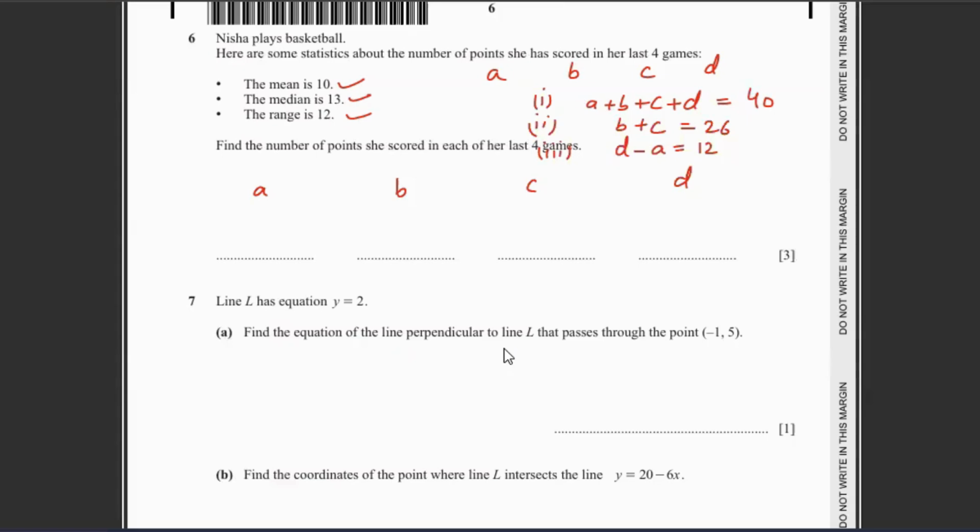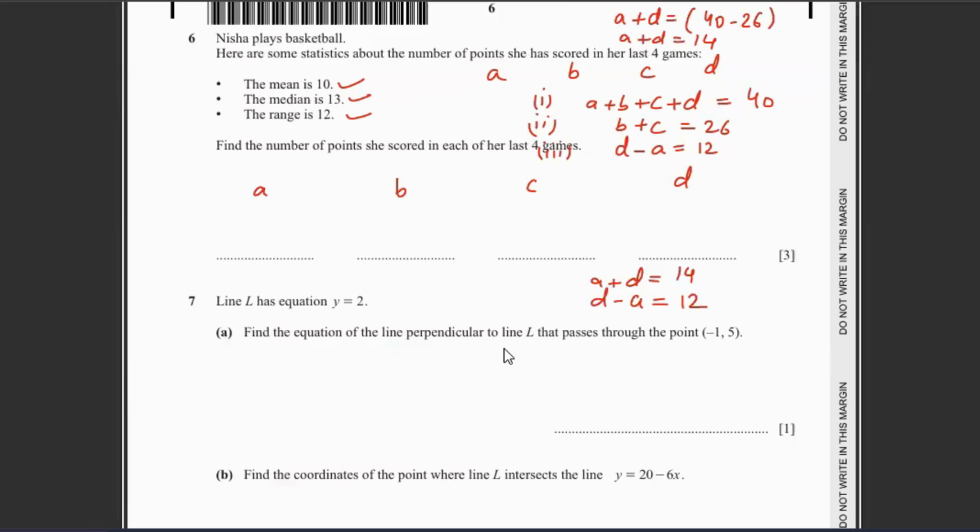So if B plus C is 26, let's subtract 1 and 2. When you subtract 1 and 2, we get A plus D as 40 minus 26, which is 14. So A plus D is equal to 14 and D minus A is equal to 12. So we can find the value of D.